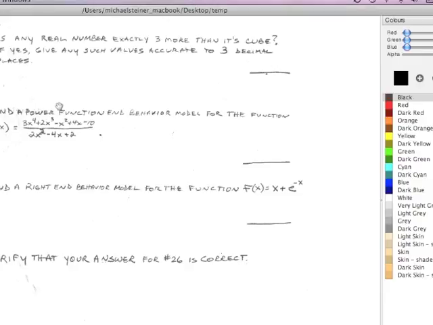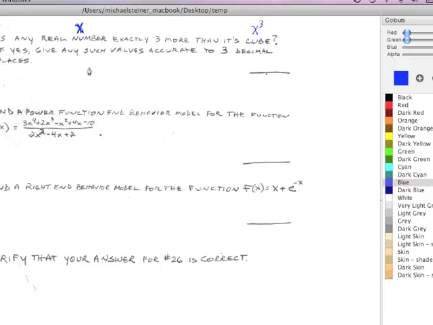Is any real number exactly 3 more than its cube? So let's start with the real number. Let's call it Mr. X. Let's use a different color, something I haven't used in a while. Let's use blue. Let's call the real number X. Its cube would be X cubed.